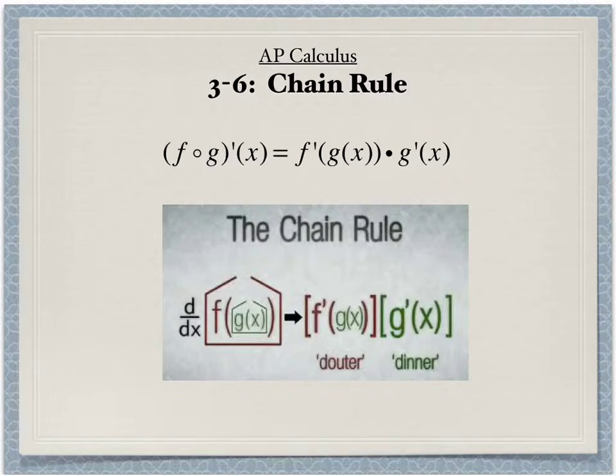Usually when we've thought of order of operations, we work from the inside out, and especially when we do composition of functions, it's from the inside out. But the chain rule is the opposite. It's from the outside in.